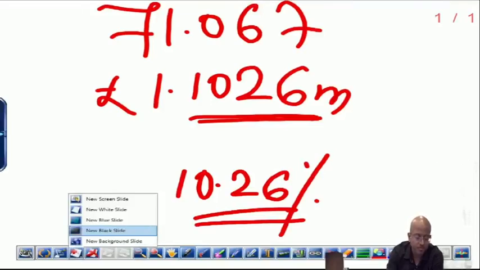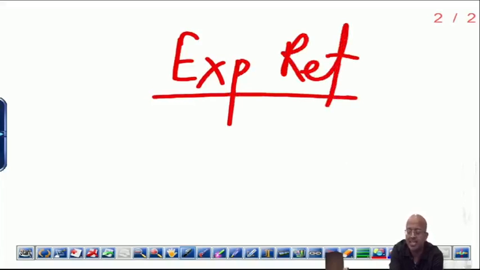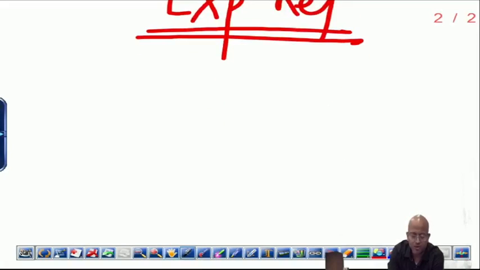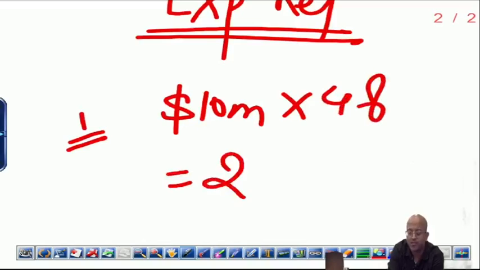You are required to calculate the expected return and risk for the FII. So first of all, we are talking about calculation of expected return. To calculate the expected return, we go to step 1: $10 million is sold at 48 to get rupees 480 million.